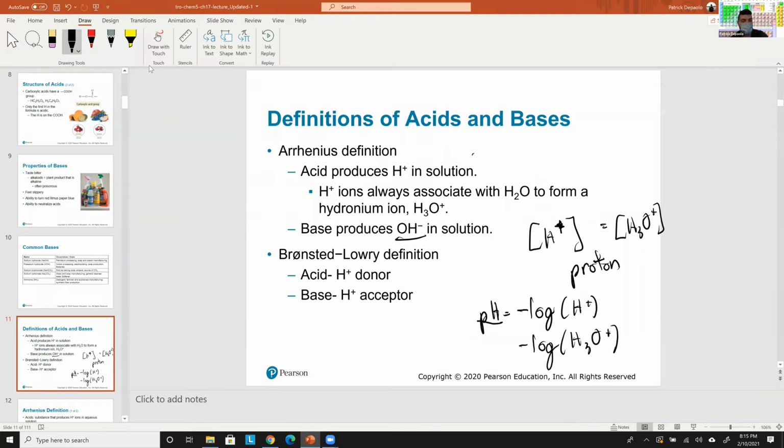So what this means is p means negative log of H, so the negative log of the hydrogen concentration. There is also a thing called the pOH, meaning the negative log of the OH concentration. And this is going to be kind of the opposite of the H concentration.